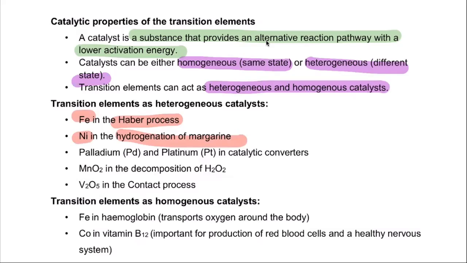And so hydrogenation of margarine, that's a pretty big industry because a lot of people buy margarine instead of butter, okay? Palladium and platinum in catalytic converters. So catalytic converters are things that they can put on cars to help them with their exhaust fumes.